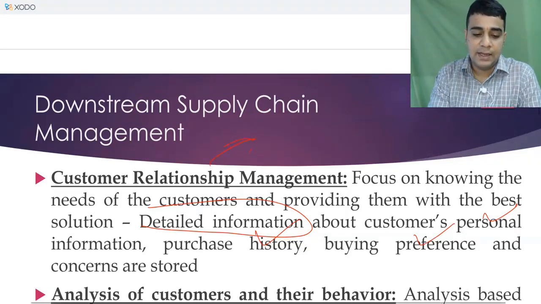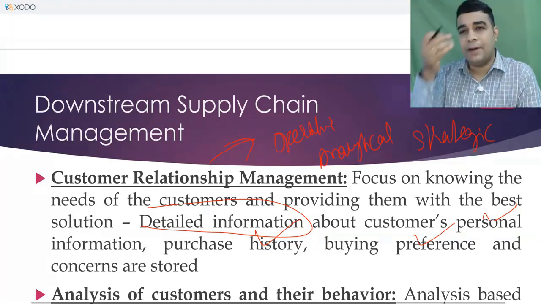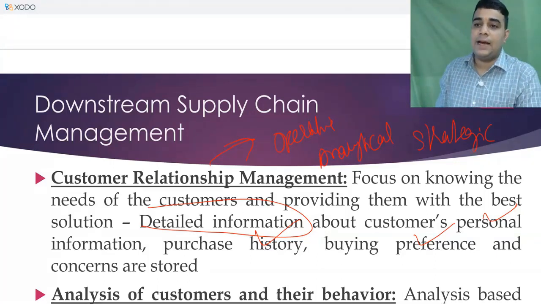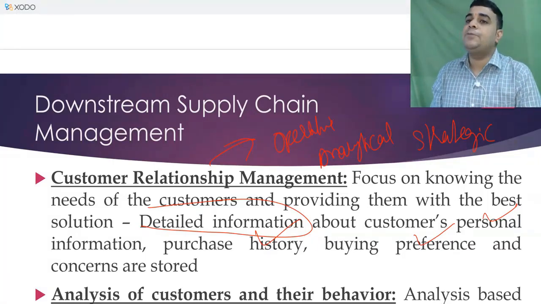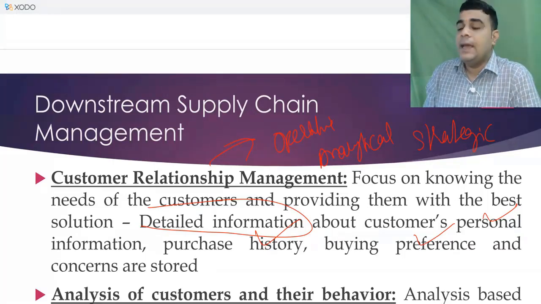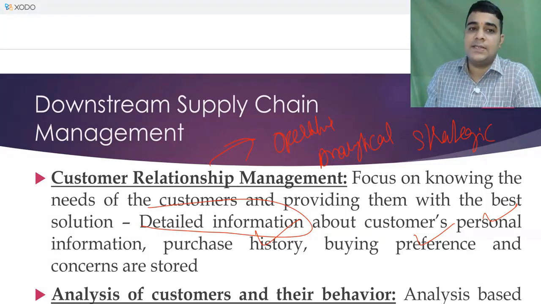The CRM has three types. There is something called an operative CRM, analytical CRM. There was a case study on this as part of, I think, chapter 9 or 10. Somewhere in that chapter they asked a case study on this. So there are three types of CRM: operative CRM, analytical CRM and strategic CRM.